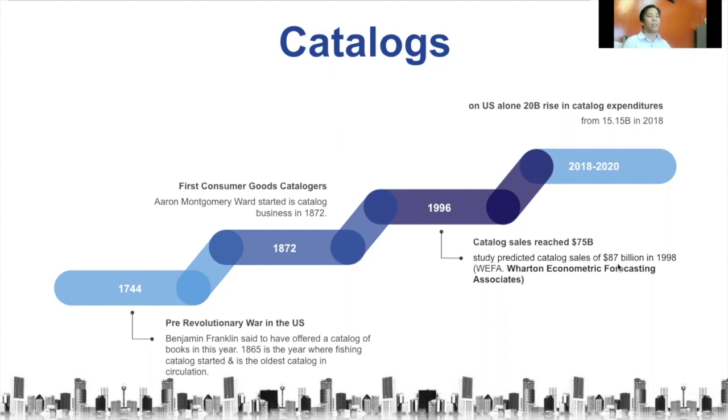So ano na kayo nangyari doon? But if we will go back, but if we will check the most recent years, 2018 and 2020, between these 2 years, on US alone, there is a rise in catalog expenditures to 20 billion US dollars from 15.15 billion in 2018.